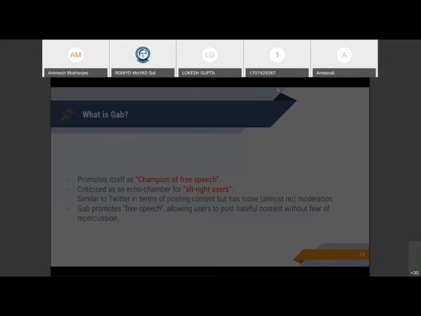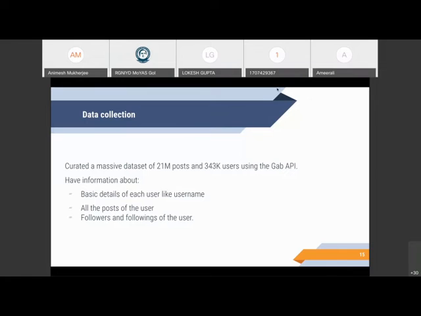So this is the Charles Spearman analysis method. The good thing about GAB is that it has an API, which means we were able to crawl around 21 million posts from 343,000 users. That is our objective. So we can apply the Spearman correlation analysis to the GAB data.